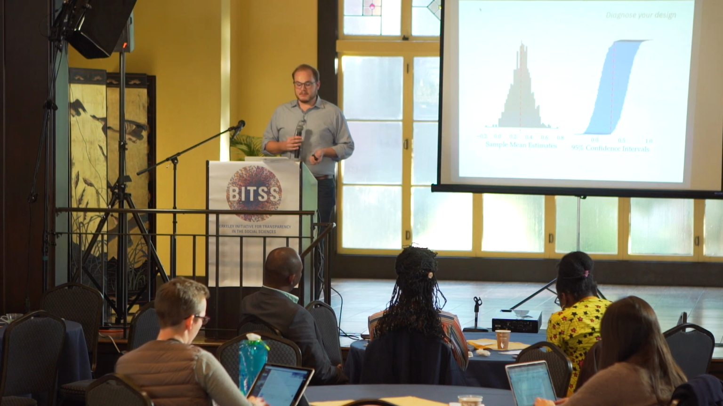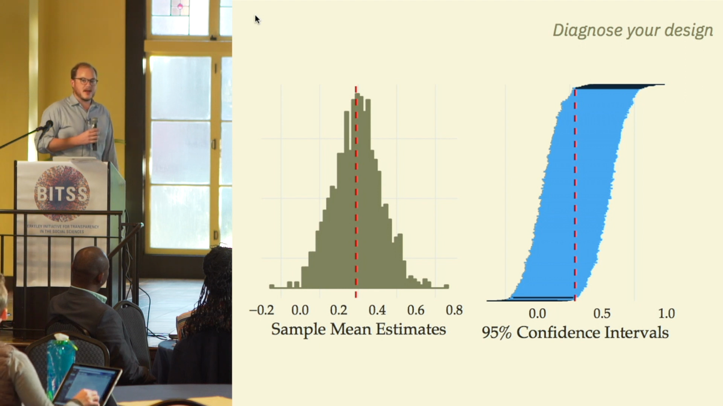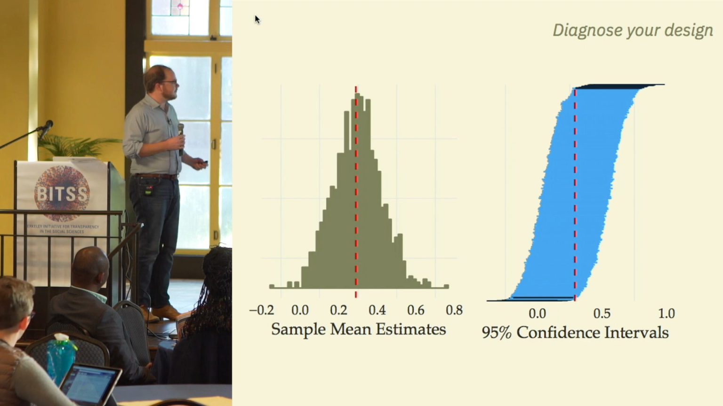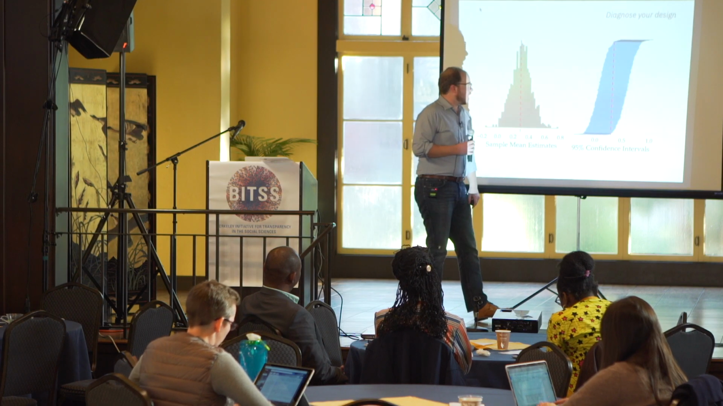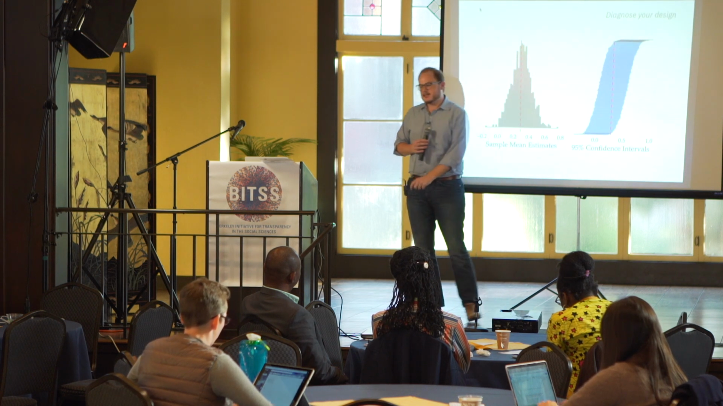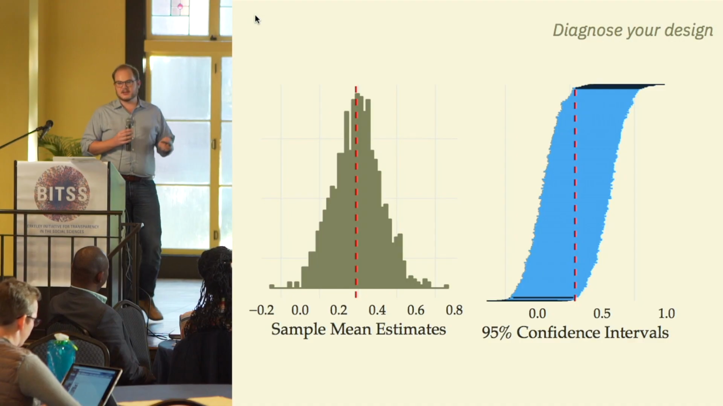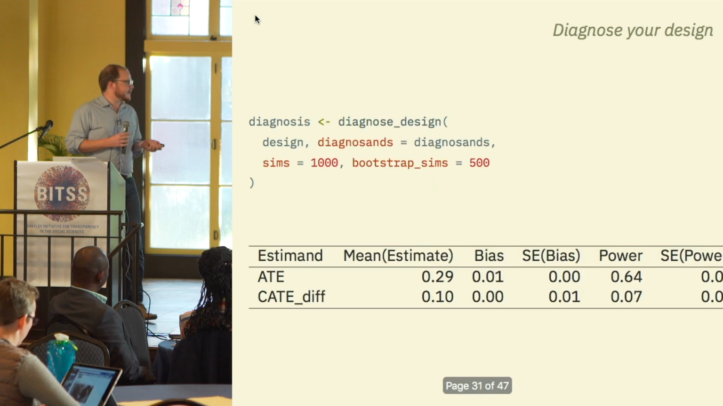And so these are the sample mean estimates, and the red line is the estimand, so we can see that the estimates are centered around the estimand as we expect them to be. And then these are the confidence intervals from those draws. And so in blue are confidence intervals that cover the true estimand, and the darker blue confidence intervals are outside of it. And so as we would expect, about 5% of them are not covering the estimand.